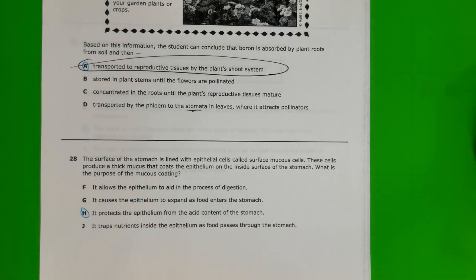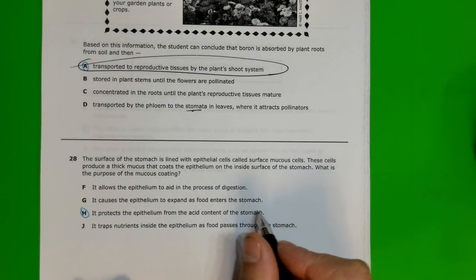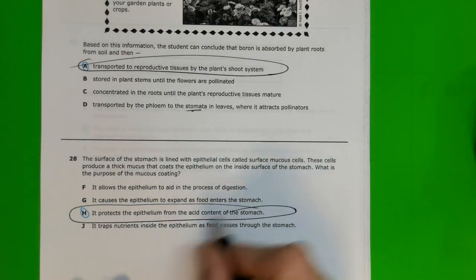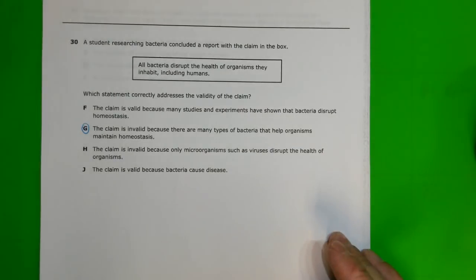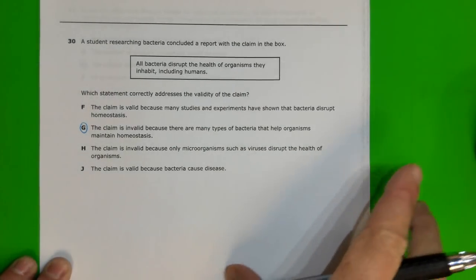Okay, the mucus, think about your fingernails. They protect the underneath of your fingernail bed from water loss and moisture loss. So this mucus is going to protect the epithelial cells from the stomach acid. Again, that's just kind of the ones you just have to know. 29. 29 is going to take us a little bit.